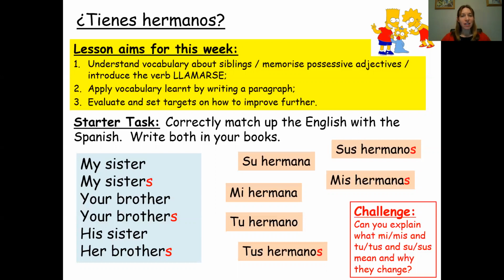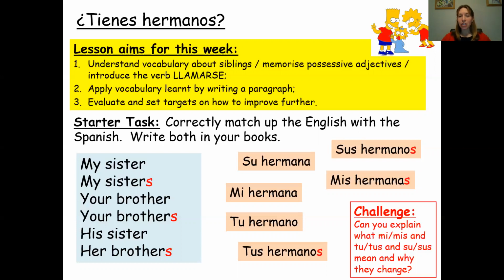So your starter task, I would like you to correctly match up the English with the Spanish, and you need to write both of them in your books. So just as the last lesson, please pause this video, pause me as and when I tell you so that you can do the activity. So you can see there the list in English, my sister, my sisters, your brother, your brothers, his sister and her brothers, and all of the Spanish are in the orange, so you need to match them up.